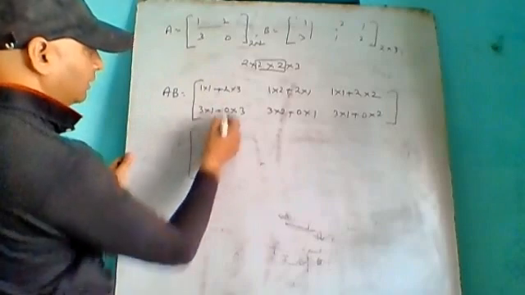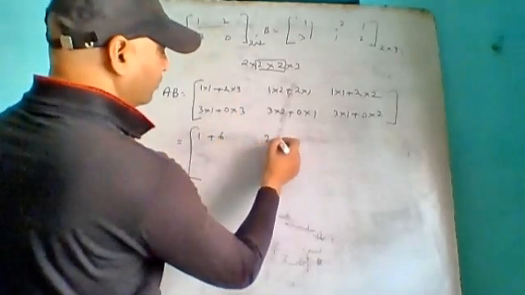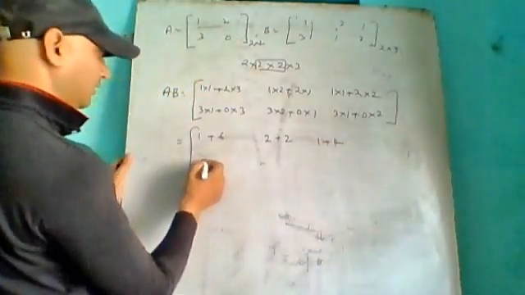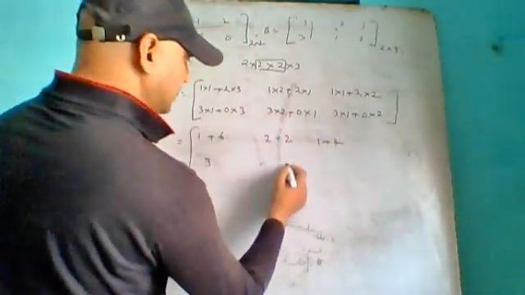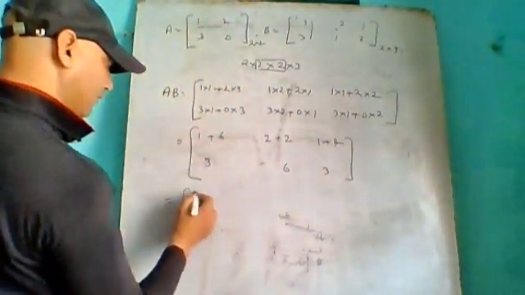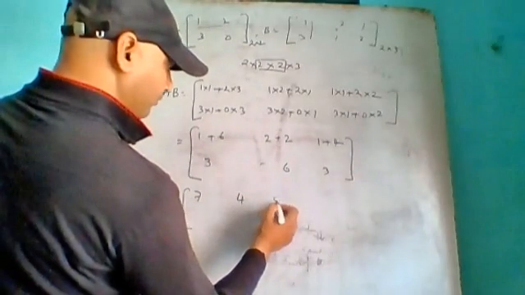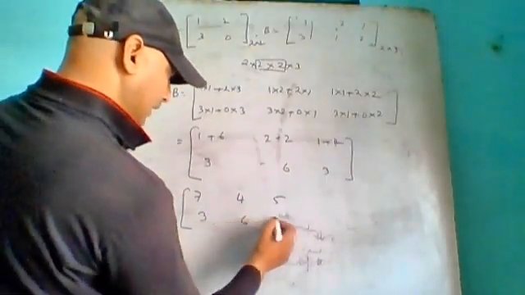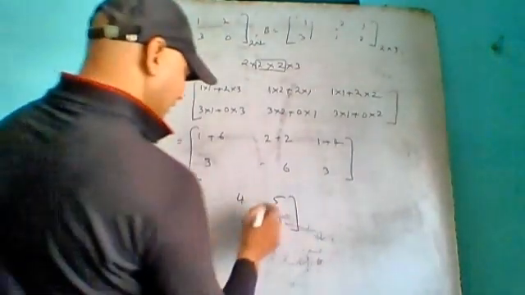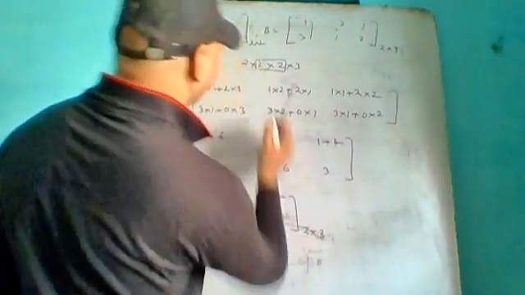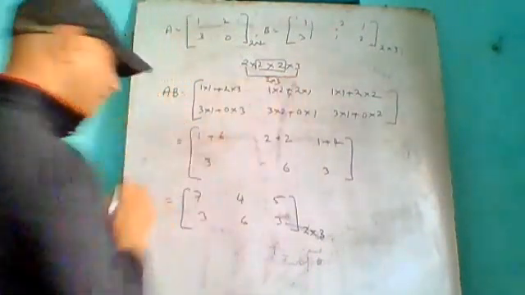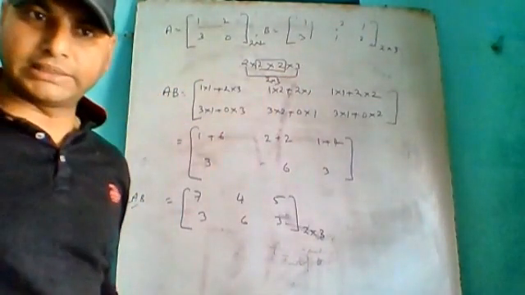1, 6, 2, 2, 1 plus 4, 3 is 0, 6 and 3 is 3 and 7, 4, 5, 3, 6, 3. This is the resultant matrix AB and the order is how many rows? 2 rows and 3 columns. The 2 rows and 3 columns, right? This is simply known as the product of 2 matrices.